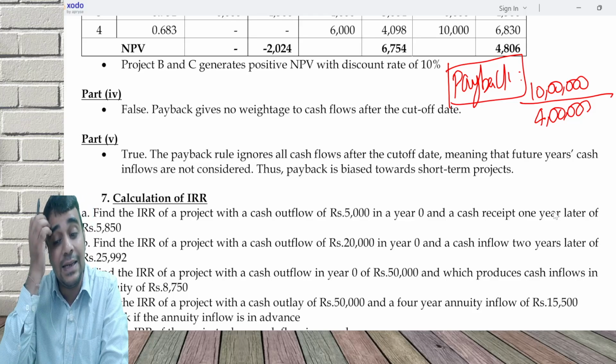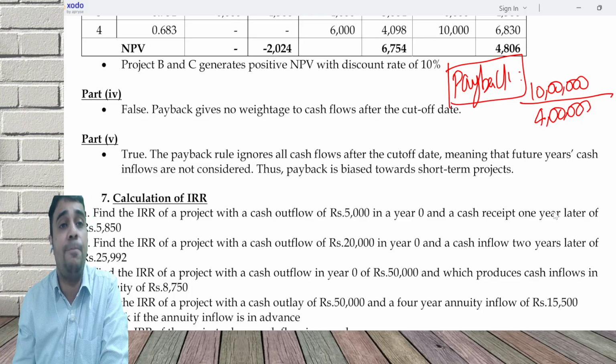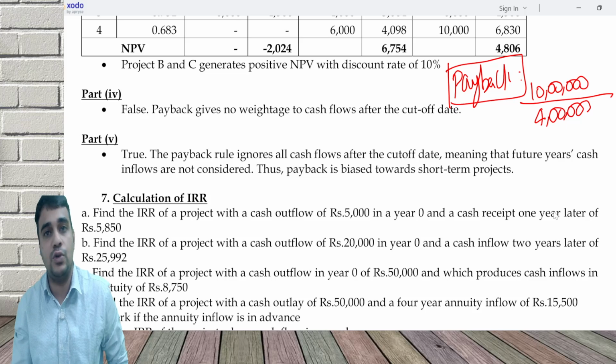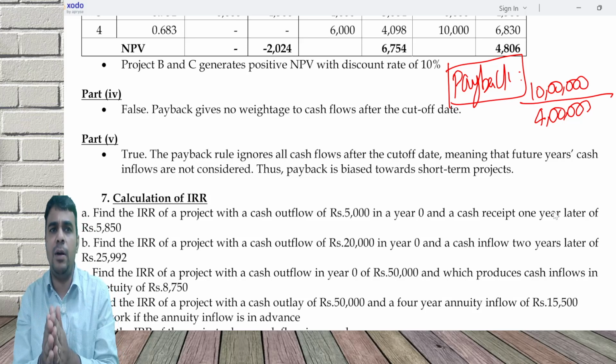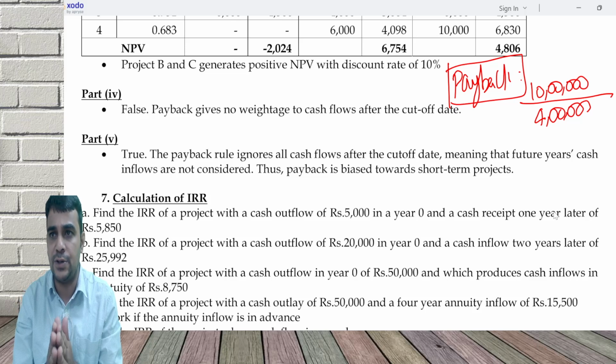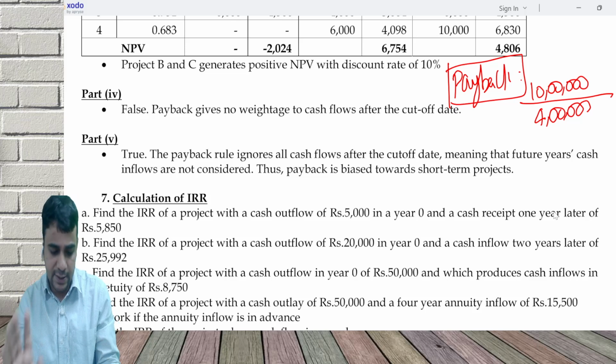Now we go to the next technique, which is called IRR. Most important technique, like NPV, one of the most important techniques. Let's understand first some basic calculation, and then I come to maybe a problem, or maybe just the concept will be sufficient today. I'm not sure. Let's see as we proceed. Let's first discuss this.